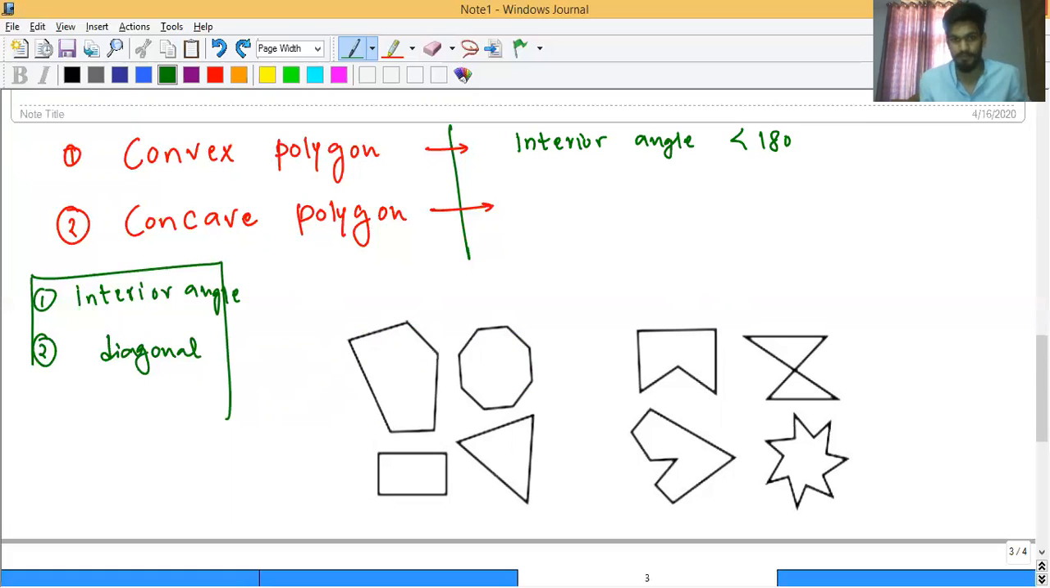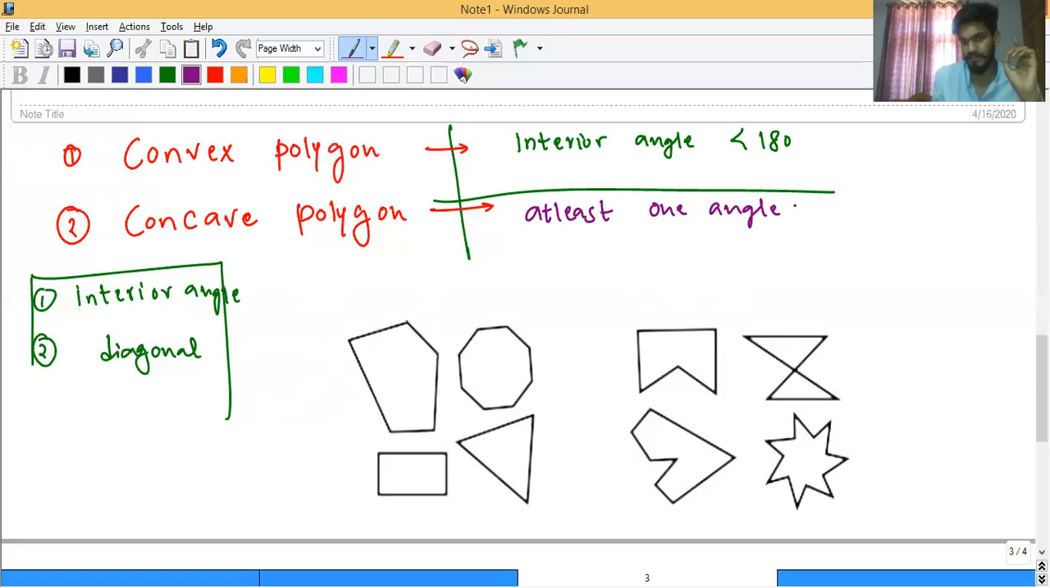Second property, and on the other hand, just opposite of it, when we talk about concave, if at least one angle is more than 180 degrees, then it is a concave polygon. All right.